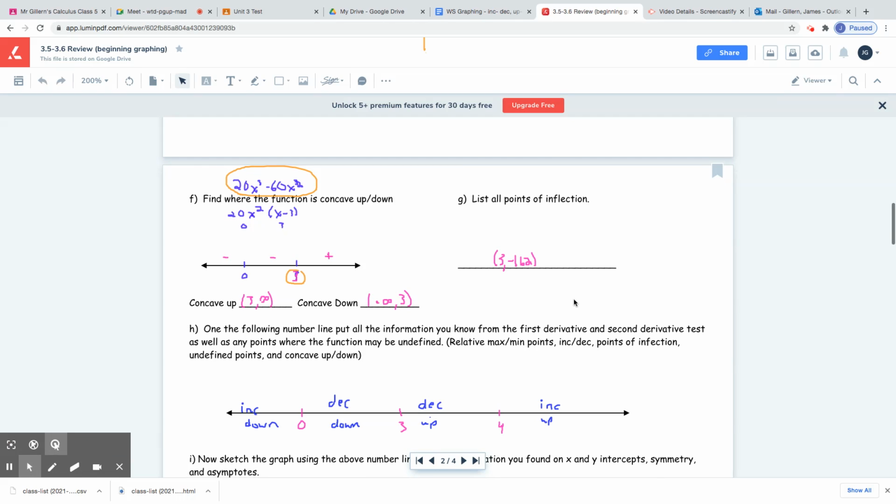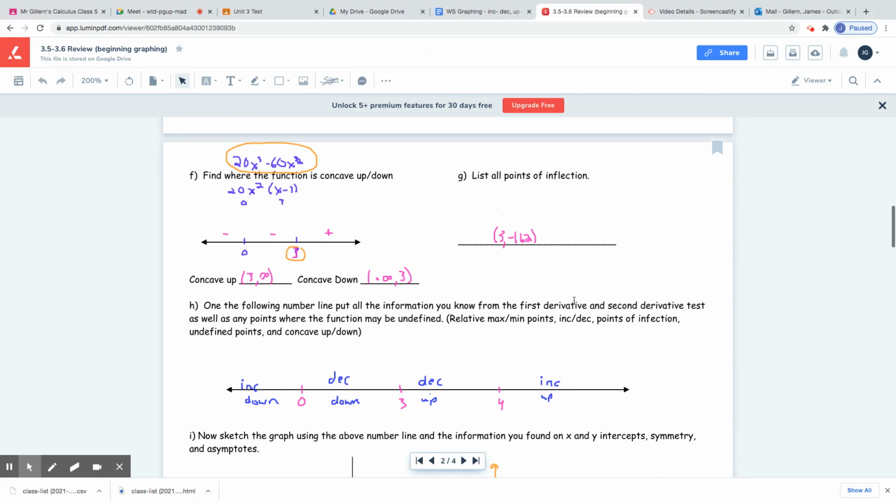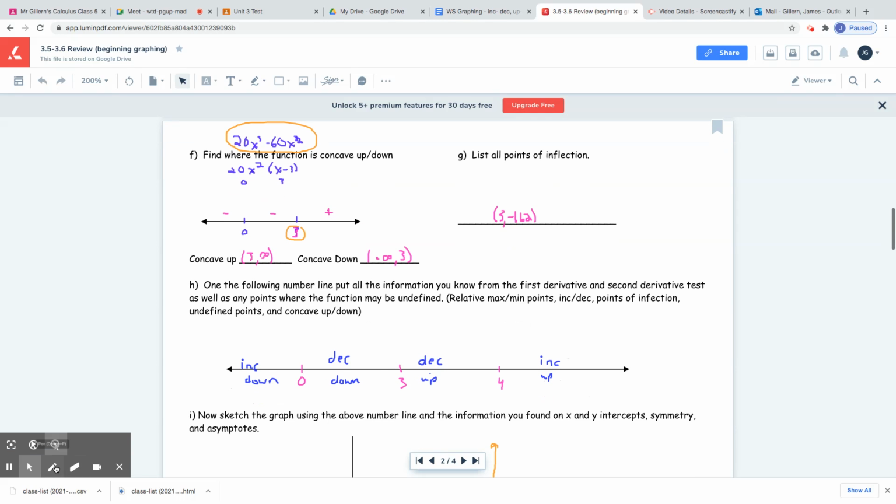So then we can take all of the information from the two number lines, and that's what you're going to put on this big number line. You put any critical values that were listed. So we had 0 and 4 on the first one, 0 and 3 here. So we have 0, 3, and 4.